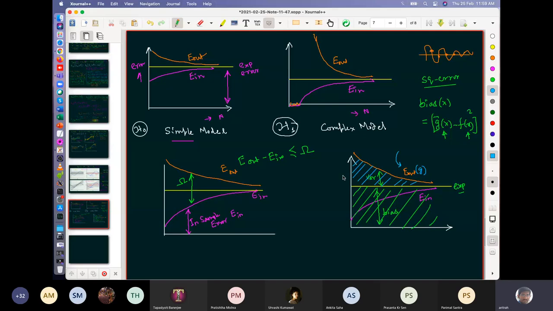Agreed? Yes or no? Yes, sir. Hence, E out of G is less than or equal to E in of G plus sigma that we consider for the generalization bound. Here, the same thing reveals that E out of G is less than or equal to E in of G. I mean, I'm not saying E in of G, it's bias plus variance.